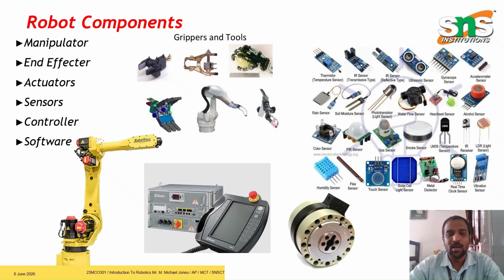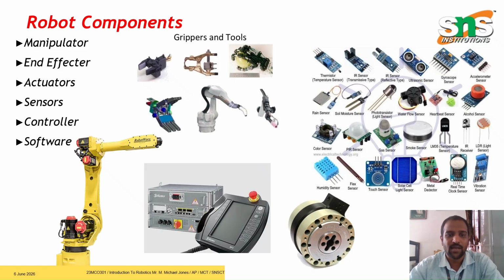The manipulator is the mechanical arm or structure of a robot. It provides movement and positioning capabilities. In industrial robots, the manipulator consists of links and joints, and it allows the robot to reach different locations within its workspace. I hope we know what a workspace is. A workspace is the area or volume surrounding the robot within which it can move its end effector.